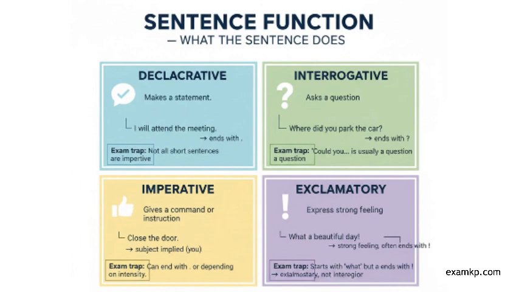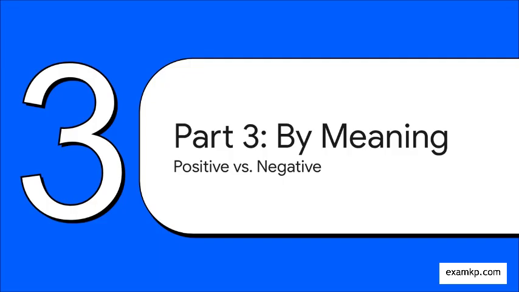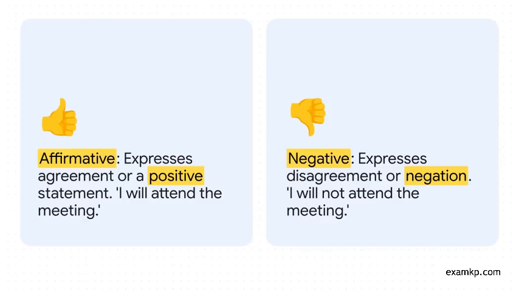And now for our third and final way to classify a sentence, which is often the most straightforward of all, classification by meaning. This one is super simple. You just have to ask one question. Is the sentence positive, or is it negative? An affirmative sentence is just what it sounds like. It affirms something. It states it positively.